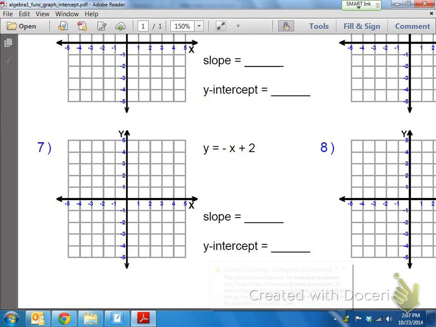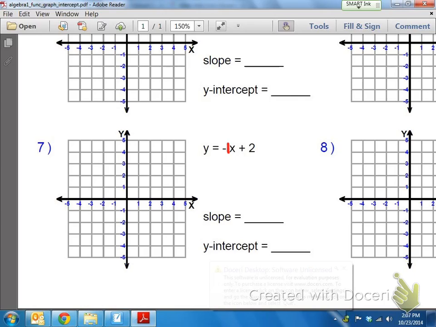Okay, so for problem number 7 on your worksheet, we have y equals negative x plus 2. In this problem, it's weird because I don't have any number in front of x. So what is my slope? Well, just like with variables that we've dealt with in the past, if there's no number in front of it, there's always an invisible 1 in front of it.